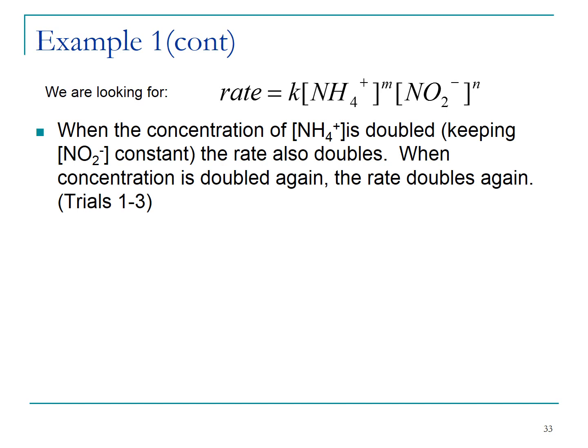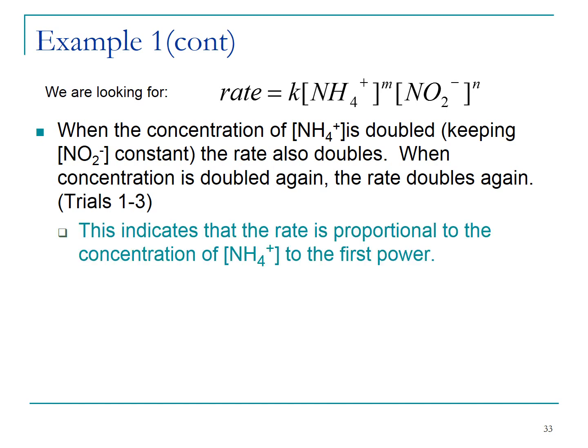Like I said, if you look back at the previous slide, when the concentration of NH4 plus is doubled, as long as the NO2 stays constant, the rate also doubles. So we said that is first order. The rate is proportional to the concentration of NH4 to the first power. That means little m is 1. So we can cross the little m out and put a 1 in there.